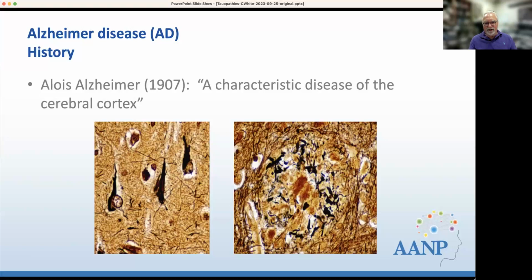Illustrated here are Bielschowsky stains like Alzheimer would have used, illustrating neurofibrillary tangles in the panel on the left, and illustrating a neuritic senile plaque on the right, with the black staining silver positive tau aggregates in the neurites around the periphery of a central amyloid core.